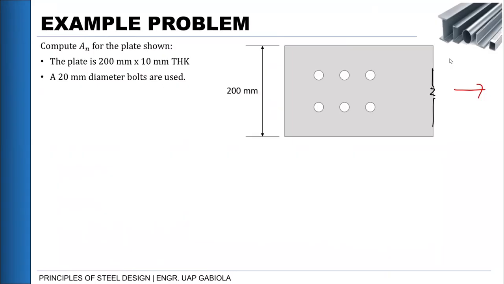So, dalawa yun. Yung isang area is yung gross section natin. Ito yun, which is perpendicular dun sa loading natin. Or, yung other one, which is galing sa net section natin. Okay? Ito yan. So, lagay lang natin. This section is our gross section. And this section is our net section. So, ayan. So, pinapakuha sa atin 200 mm and 10 mm thick.